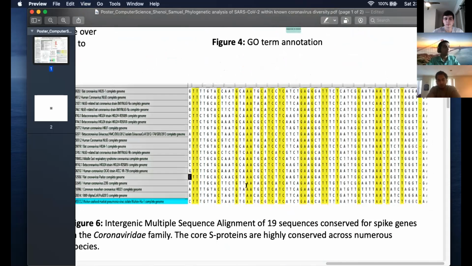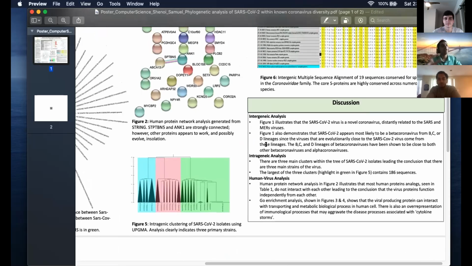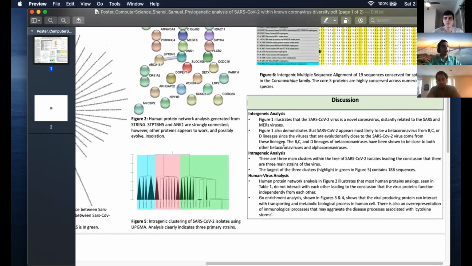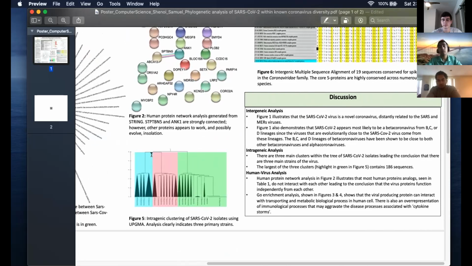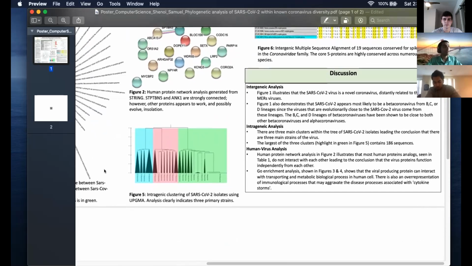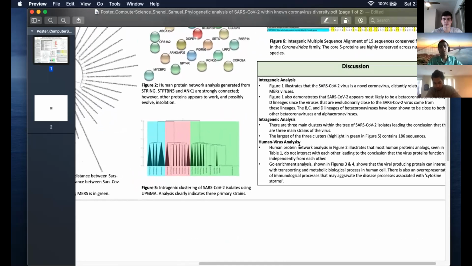So why do we really care is really the question. For phylogenetic analysis, we found that SARS-CoV-2 is most closely related to a beta coronavirus. And this allows us to look at these beta coronaviruses, especially human coronavirus 229E, and see if we can use the same treatments and methodologies that we used with that coronavirus for the coronavirus that we're currently dealing with. For phylogenetic analysis, we found that there are three main strains of the virus.